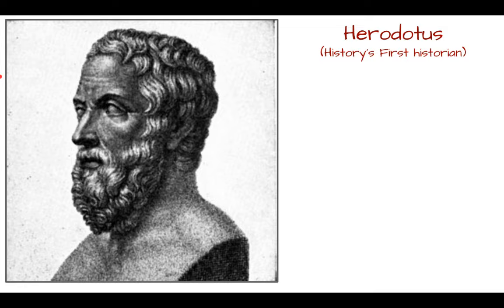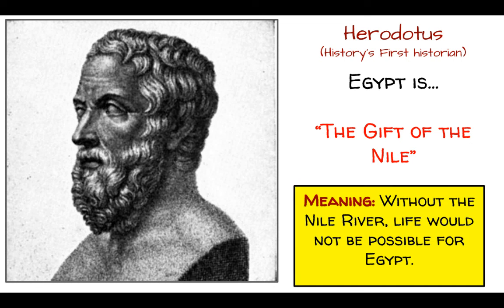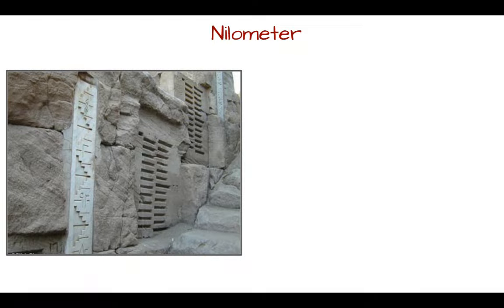A famous historian from the ancient world is Herodotus, and Herodotus is the world's first historian. He's going to travel throughout the Mediterranean region in the ancient world, and he's going to call Egypt the gift of the Nile. What he simply means by this is that without the Nile, life would not be possible in Egypt. Egypt is mostly, 90% of it in fact, made up of desert. Really, the only place life can exist in Egypt is on either bank of the Nile River. So Egypt is the gift of the Nile because without it, we would not have life in Egypt.